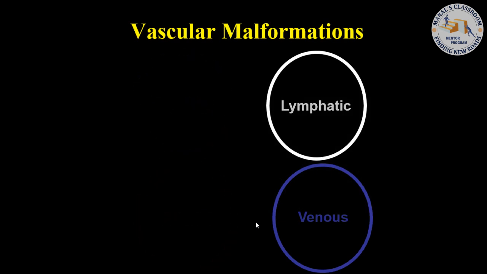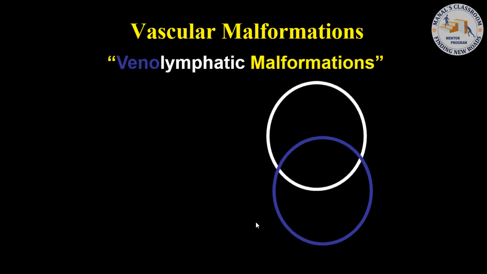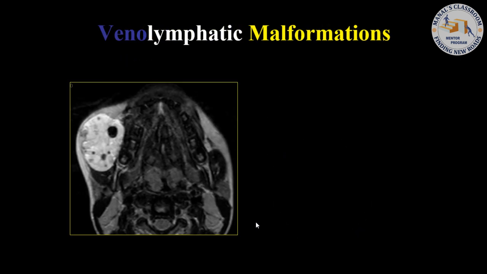Now what if we combine lymphatic and venous? And now we can have what's referred to as a veno-lymphatic malformation. So what's a veno-lymphatic malformation? Well, think about it. In this particular case, does this look like an artery or what type of malformation does this look like?